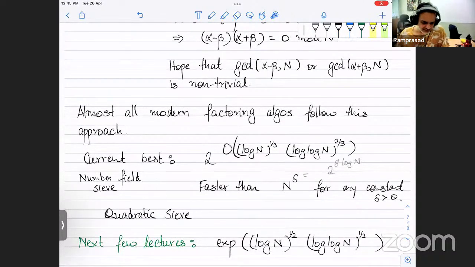Okay, so there's not much point in starting something else right now in the last 15 minutes or so that we have. So maybe this is a good place to take questions and break, and we can meet on Thursday and then start the quadratic sieve. So are there any questions?